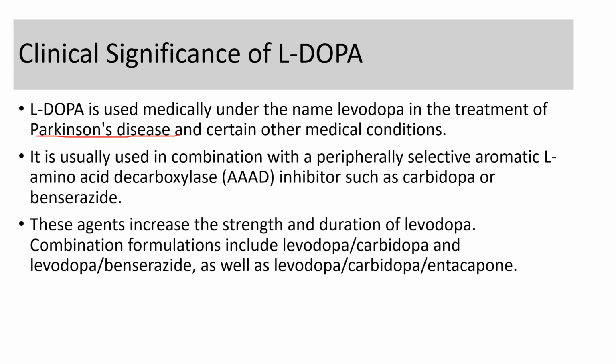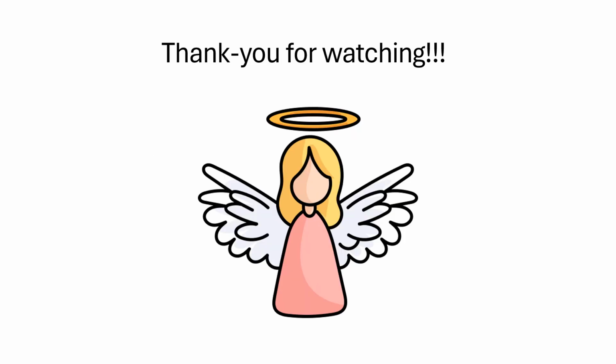It is usually used in combination with peripherally selective aromatic L-amino acid decarboxylase (AAD) inhibitors such as carbidopa or benserazide. These agents increase the strength and duration of levodopa. Combination formulations include levodopa/carbidopa and levodopa/benserazide, as well as levodopa/carbidopa/entacapone. All right, so it's very important.